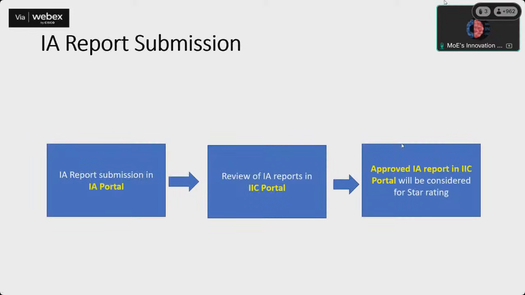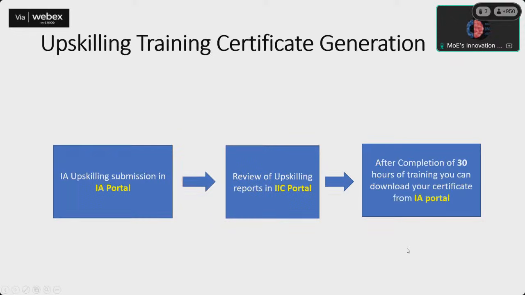So this is the layout for the final reports, innovation ambassador report submission. The innovation ambassador report is reviewed in the IIC portal, and approved in the IIC portal. Once the innovation ambassador gets the nomination credential, they submit the report in the innovation ambassador portal. The report will be reviewed and approved in the IIC portal. This is the whole process for the innovation ambassador completion report submission.